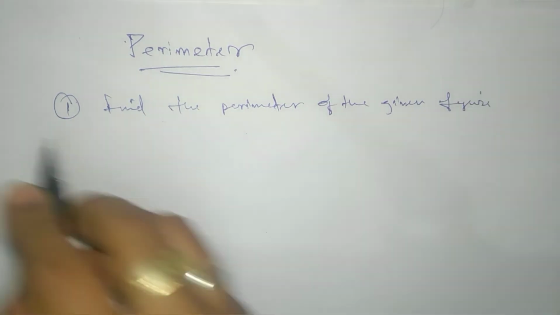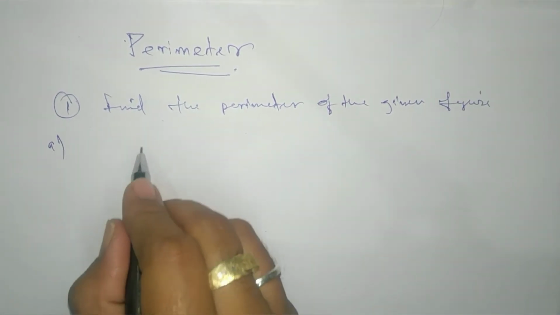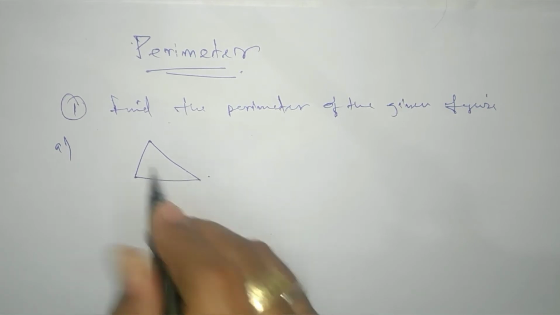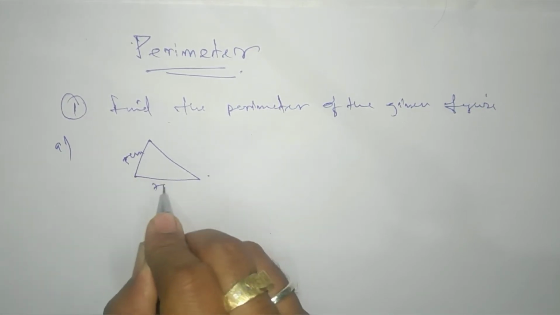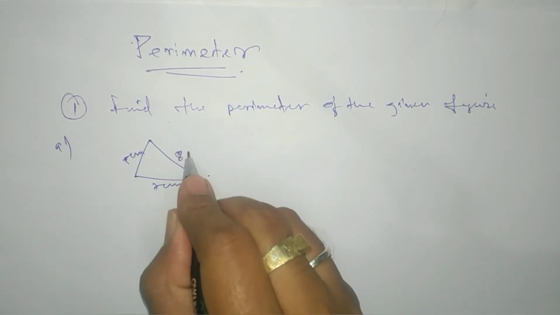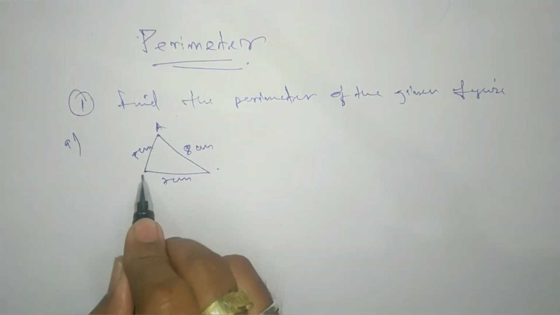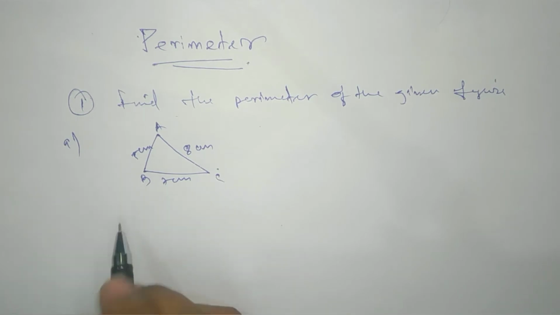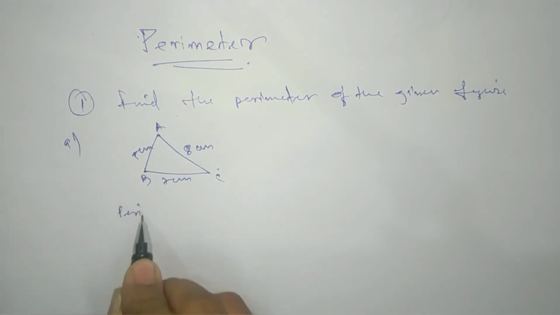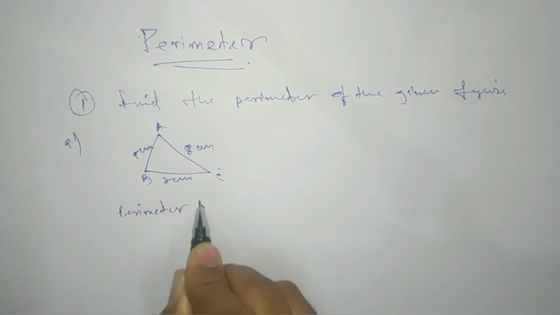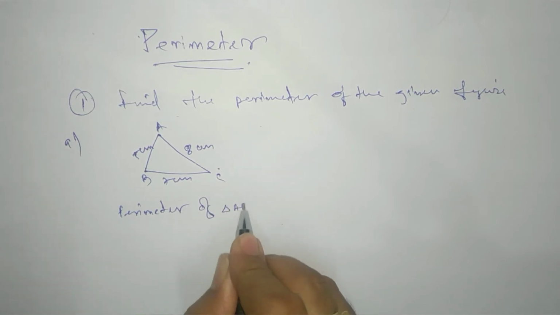So here the figure may be, the first one we will take as a triangle. If we take a triangle like this, with sides 5 cm, 7 cm and 8 cm, think of this type of triangle. The name given is ABC. So how are we going to find the perimeter? Presentation is very important. You will write like this: perimeter of triangle ABC.